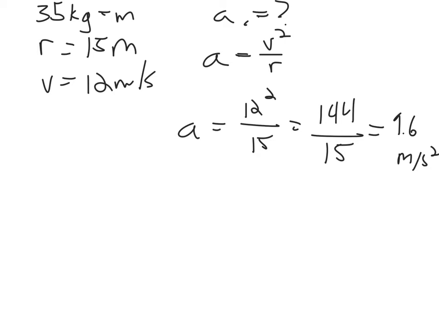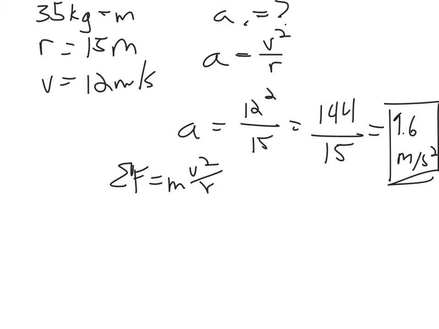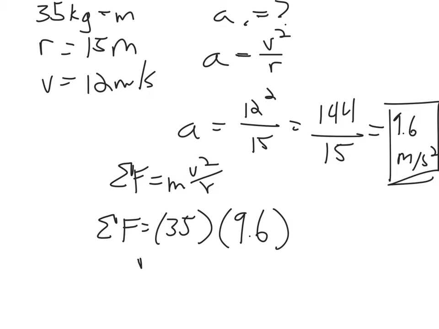So moving one step further, we can then find the net force. We can find the force that's acting centripetally, the total force, and that is mv squared over r. We already did the v squared over r part. That's just our acceleration, so we can substitute that in. The net force equals the mass of 35 kilograms times v squared over r, which we found to be 9.6. So our net force is going to be equal to 336 newtons.